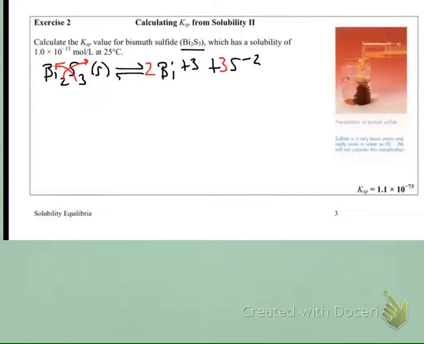Moving along from here, we want to set up our KSP. So KSP equals Bi plus 3 squared, remembering its coefficient, times S minus 2 cubed.